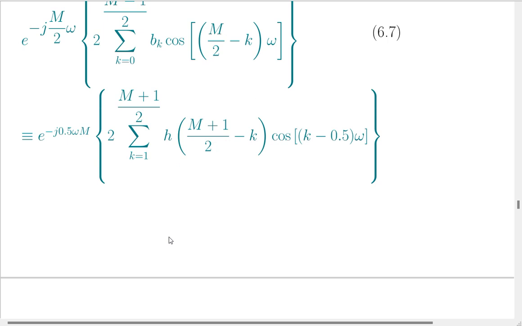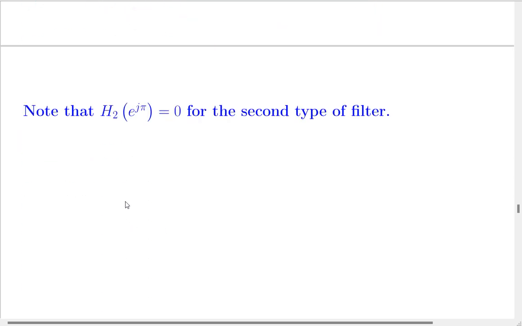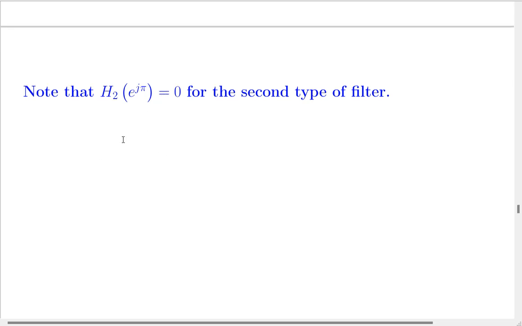Anyhow, note that H2 of e to the power of j pi is equal to 0 for the second type of filter. But for the first type, H1 of e to the power of j pi wasn't equal to 0. So please remember it. Later we will say what it means.